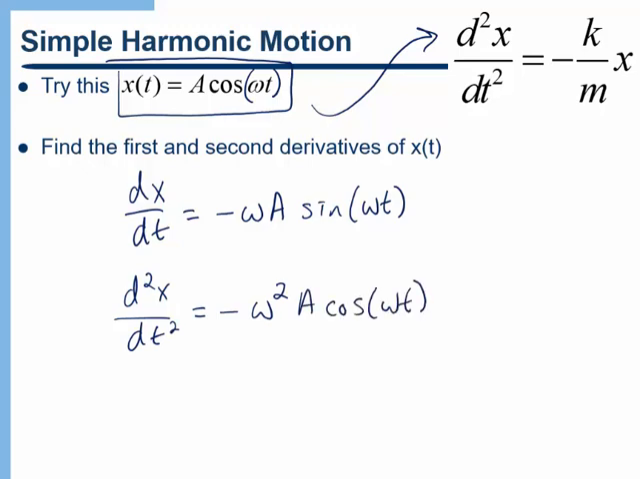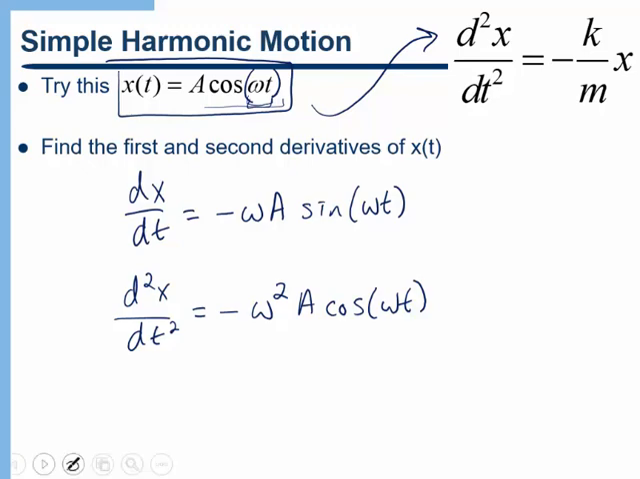Notice, by the way, when we did that derivative, we had to use the chain rule. So we took the derivative of the outside function, which was cosine, but then we had to take the derivative of the inner function, omega t. And again, we're differentiating with respect to t. So t is our variable, a and omega are constants.